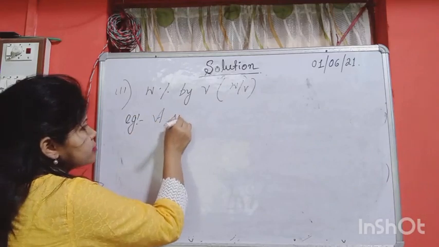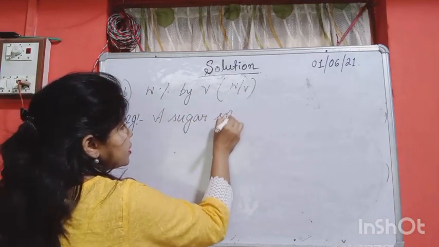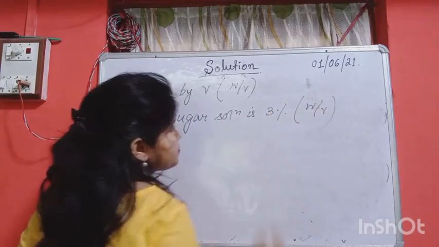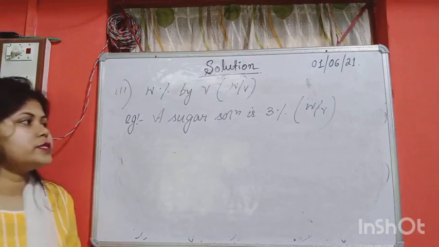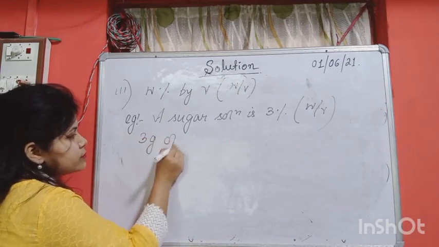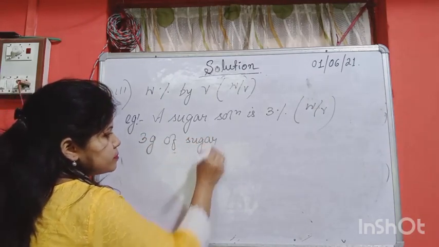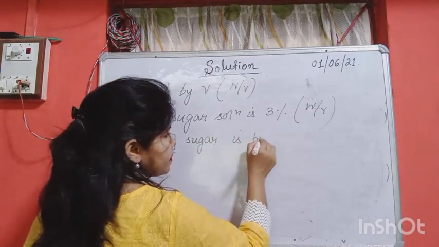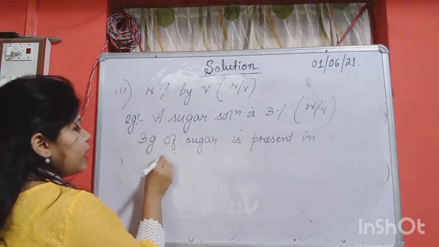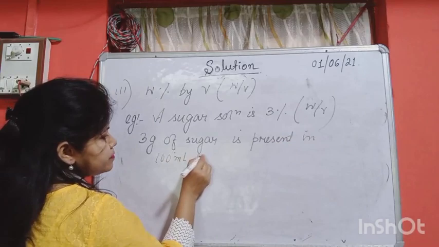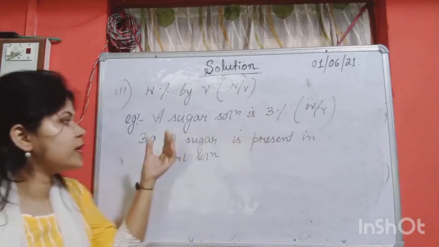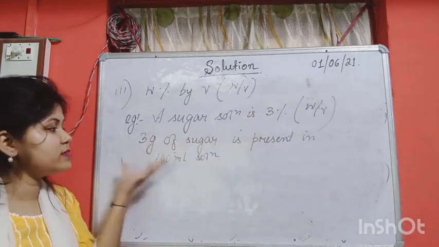A sugar solution is 3% W by V. Okay, so that means what? From this line we can say that 3 gram of sugar is present in 100 ml solution. Yes or no? We can say it because 3% weight by volume means 3 gram solute is present in the 100 ml solution.